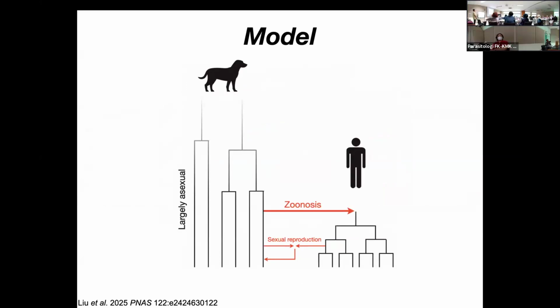So if there's a lot of sexual reproduction, these would be mixing all the time. Because there's no sexual reproduction, if they do cross-infect, it's hard for them to keep together in divergence. That was a bit of a muddled answer. I'm sorry about that. It's okay.